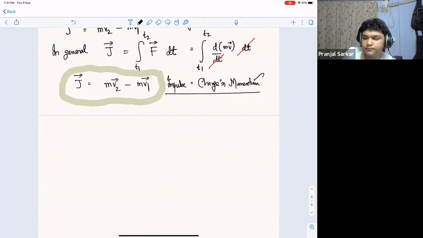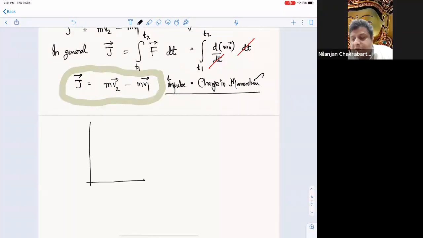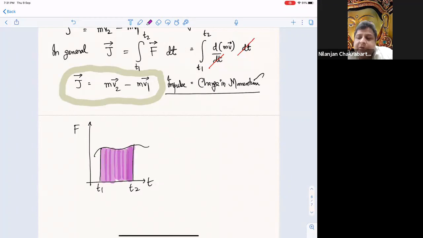So if you draw a graph like this, force versus time graph, then actually impulse is this, t1 to t2 integration. That means it is the area under this curve, the area under the F-t curve, right? Impulse is the area under the F-t curve. Area under the force-time curve.